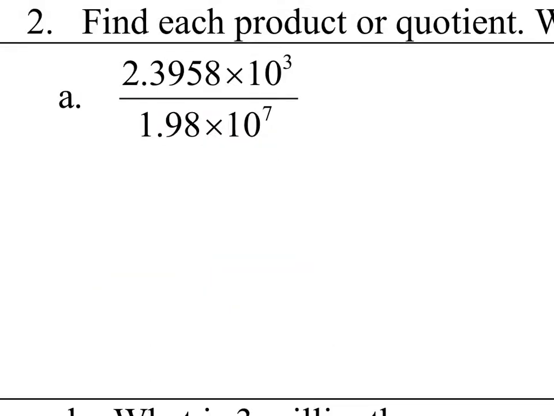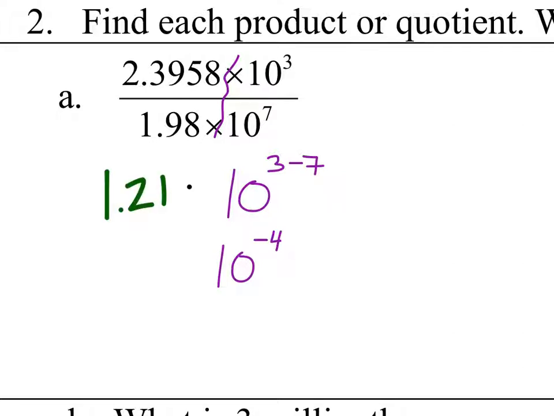Find each product or quotient on this one. So, again, we are dividing on these. So, I can split this up, and I do have my base 10s. This is the first part I'm going to start with. And I've got 3 minus 7 on this one. So that'll give me 10 to the power of negative 4. Then I've got 2.3958 divided by 1.98. So that's 1.21 times 10 to the power of 3 minus 7. We don't need to move the decimal on that one, so it's just going to remain this way.